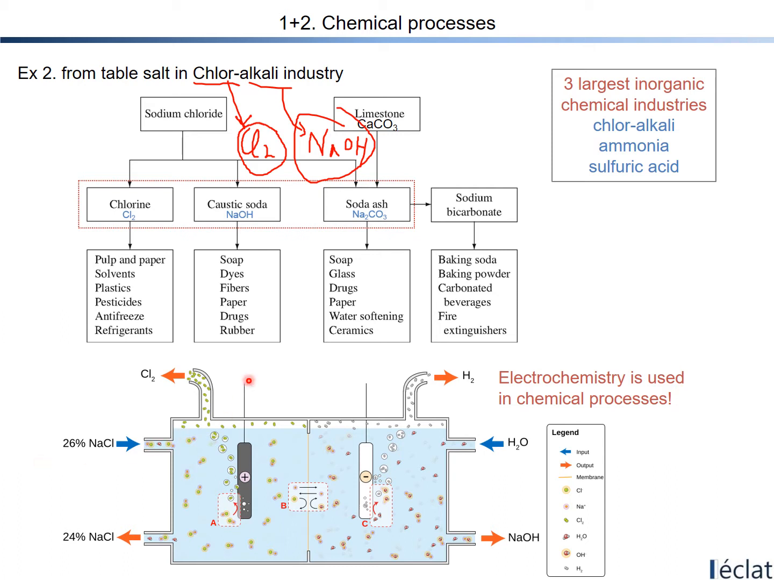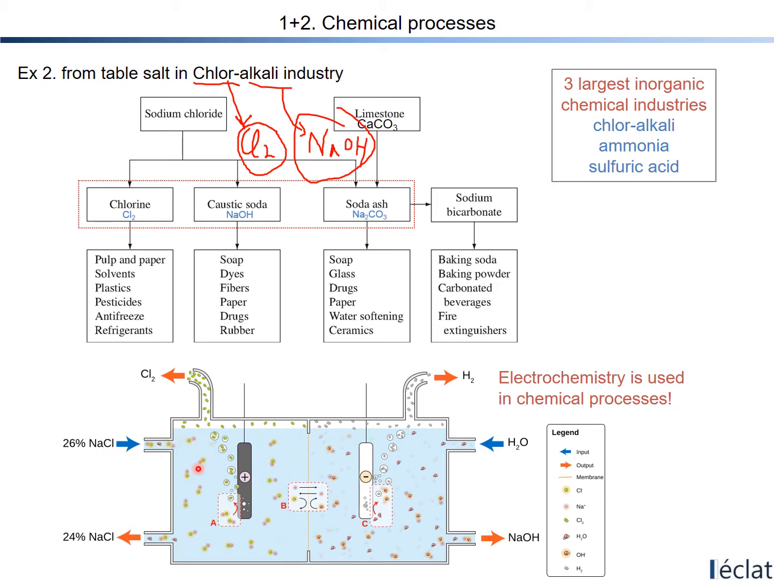Okay, here's my pointer. So what kind of process is used? This is the electrochemical process. There is a chamber and we have two electrodes. And also we have two compartments here and there. Between those two compartments, we have some membrane. So into the left compartment, 26% sodium chloride solution is introduced into this pipe.